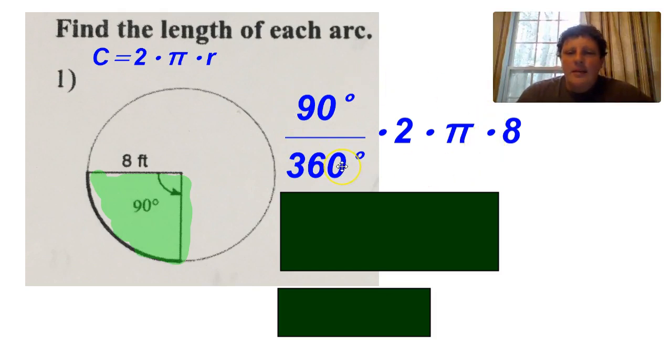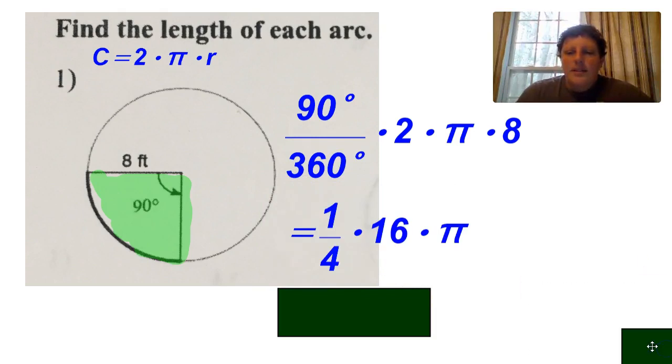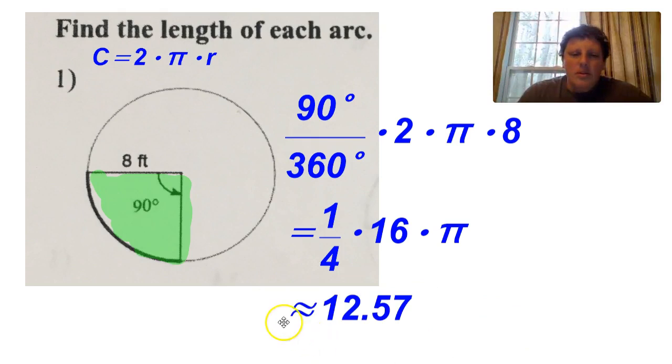Now if you have a decent scientific calculator or graphing calculator, you can put all of this in at one time and it'll give you a decimal answer, or you can simplify it a little bit as I've done here. 90 over 360 simplifies to 1/4. Using the commutative property, I've multiplied 2 times 8 to get 16. And then I actually used 1/4 times 16 times pi in my scientific calculator to get about, that's what this little squiggle means, about 12.57. So I've rounded to the nearest hundredth here.